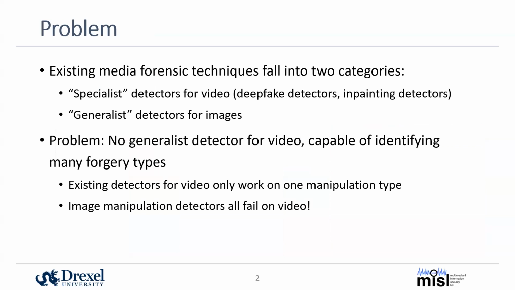Researchers have devoted much effort to create algorithms to analyze images and video. These algorithms can be divided into two groups: the specialist detectors for video, such as deepfake detectors and in-painting detectors, and the generalist detectors for images. However, there currently exists no generalist detector for video capable of identifying multiple forgery types. As seen in prior work and in this work, existing detectors for video only work on one manipulation type, and image manipulation detectors all fail on video.